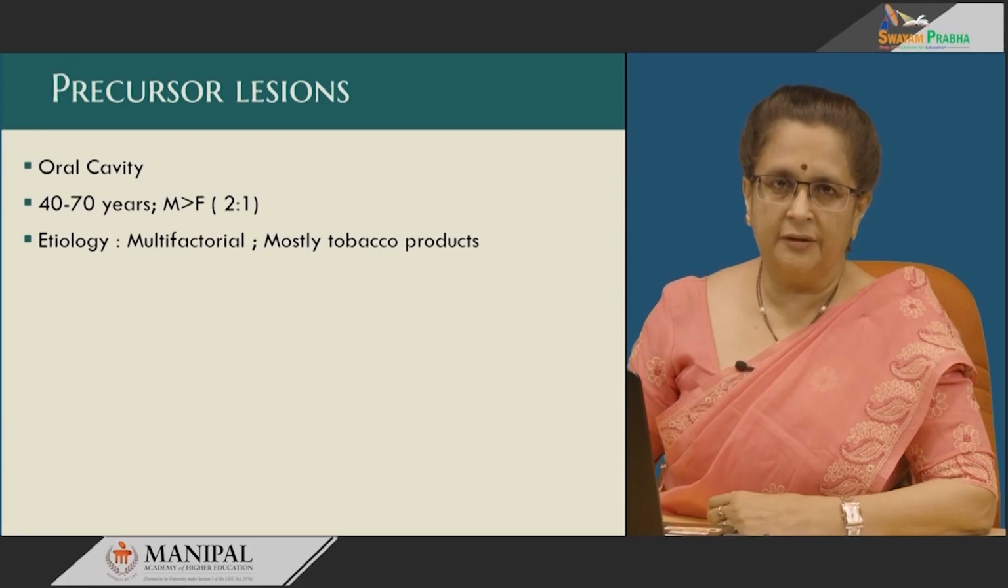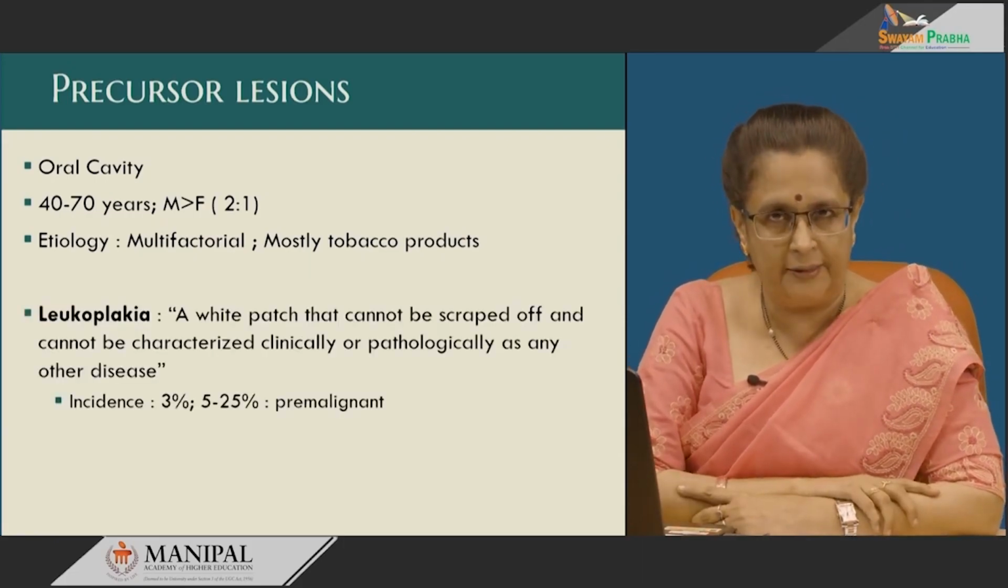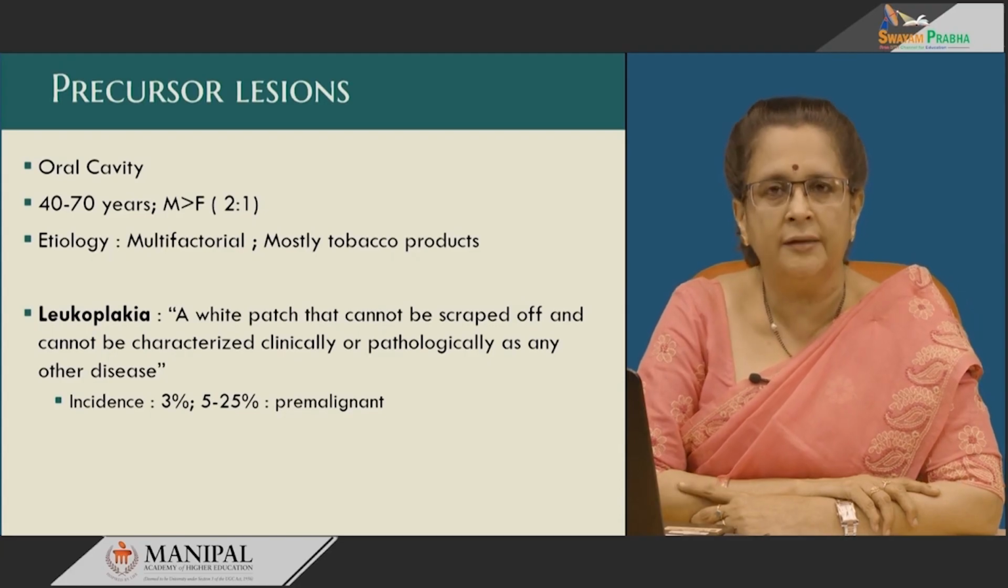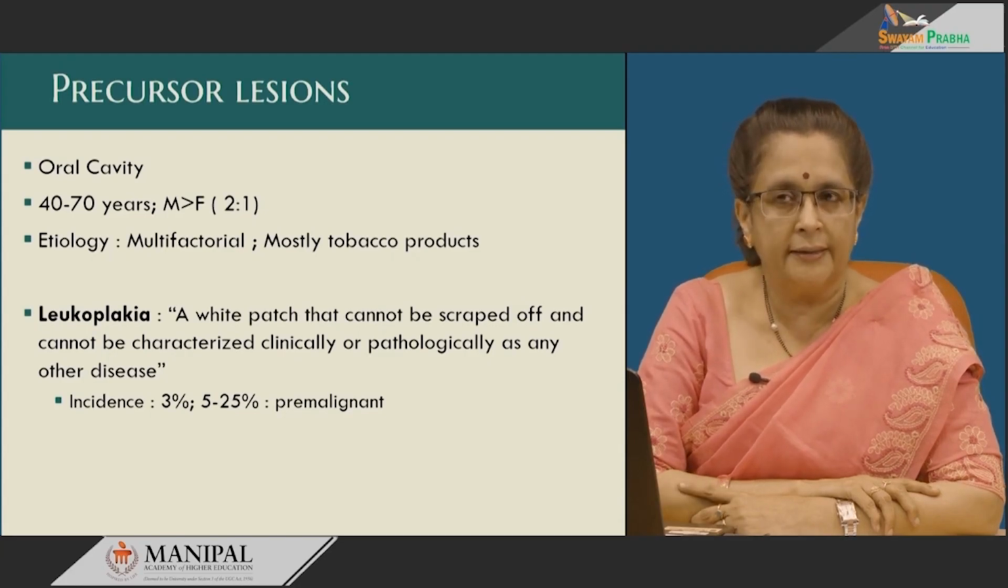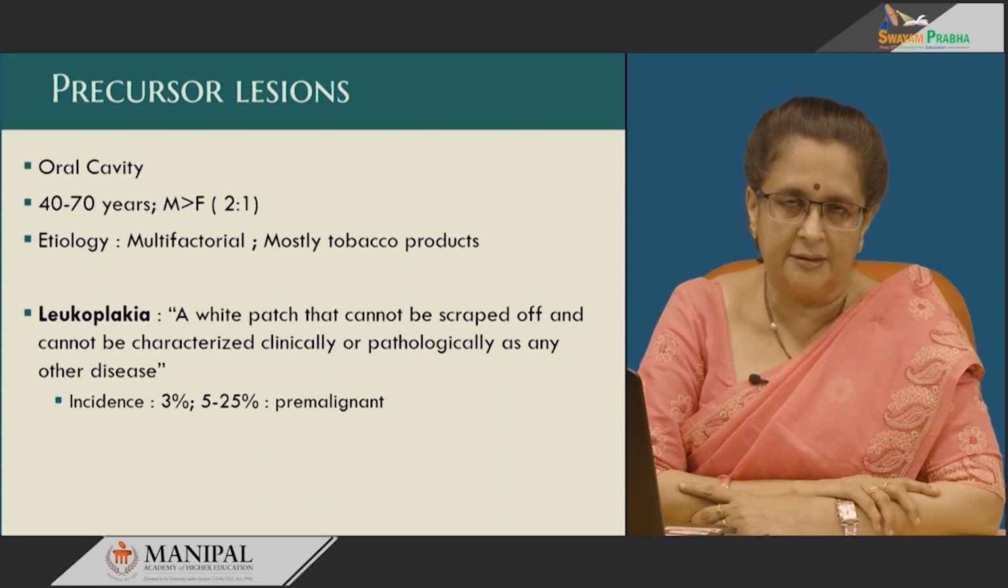So, there are two types of lesions. The first one is leukoplakia. As the name suggests, it is a white plaque. Now, WHO has defined it as a white patch that cannot be scraped off and cannot be characterized clinically or pathologically as any other disease.